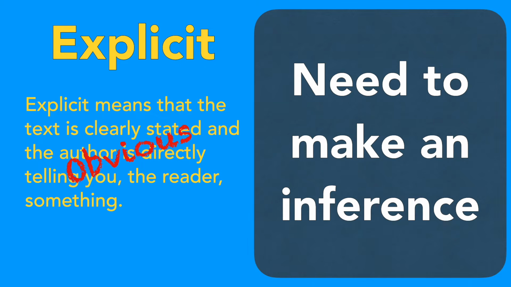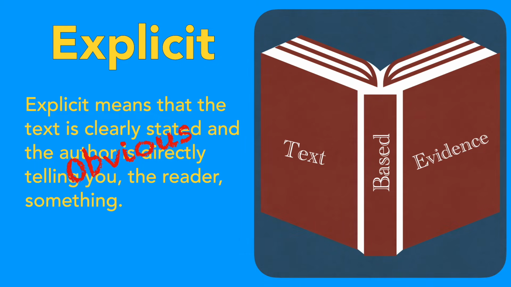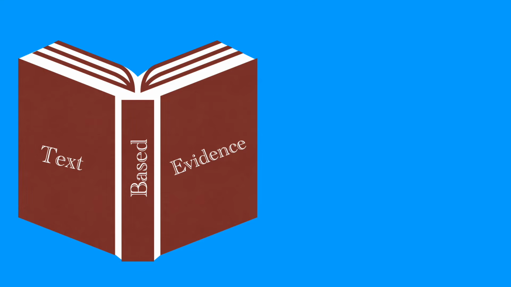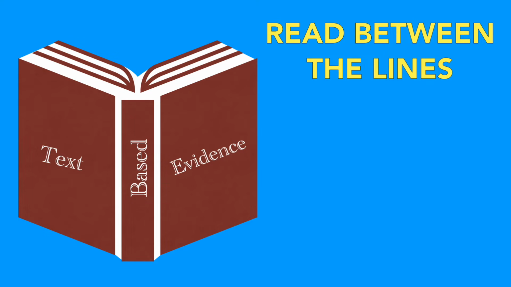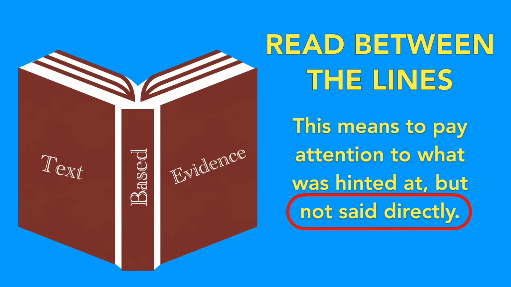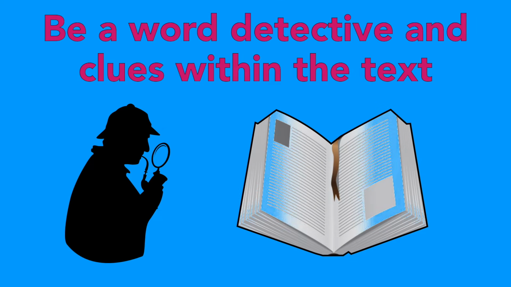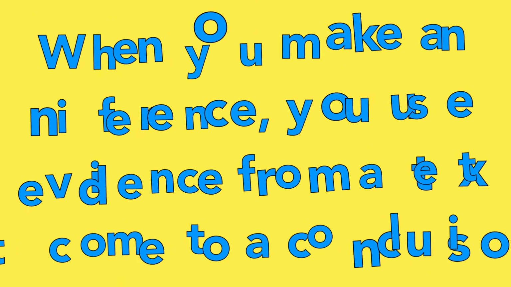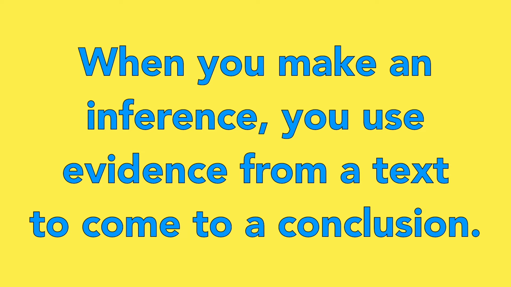You can make an inference by using text-based evidence, which really just means, what is the text telling me? What clues can I gather from the text? With making inferences, you're often asked to read between the lines. This just means pay attention to what was hinted at, but remember, not directly said. When you're making an inference, you need to be a word detective and look at the clues within the text. When you make an inference, you're just using evidence from the text to come to a conclusion.